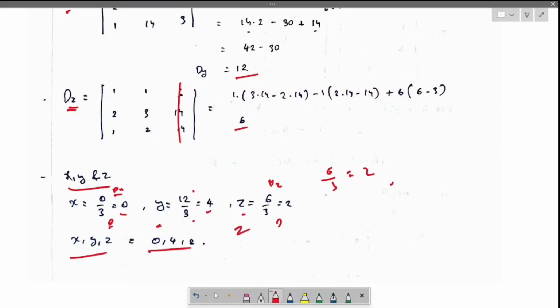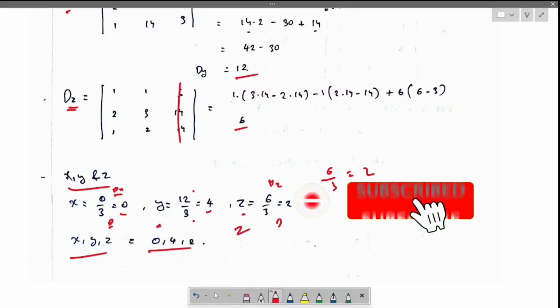This is how Cramer's rule is used to find the variables. I hope you got the idea on this.